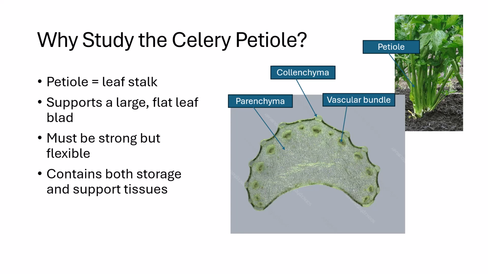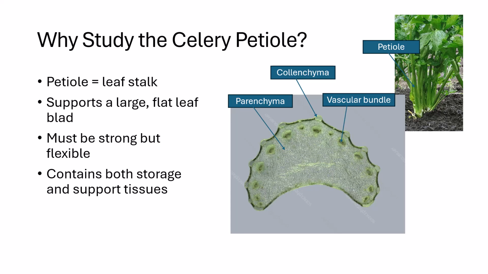Parenchyma cells make up much of the internal tissue. These thin-walled living cells are involved in storage, metabolism, and maintaining turgor pressure. They also allow for some flexibility. Collenchyma cells are found just beneath the epidermis, especially in the ridges of the celery stalk. Their unevenly thickened cell walls provide extra strength, but because the walls are not lignified, the tissue can still stretch and bend. Together, parenchyma and collenchyma allow the celery petiole to be both supportive and flexible, strong enough to hold up the leaf, but not so rigid that it breaks under mechanical stress.